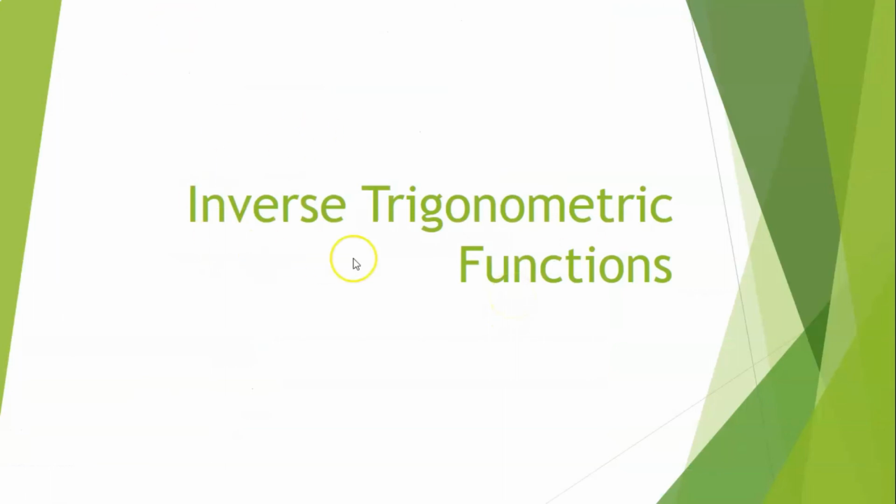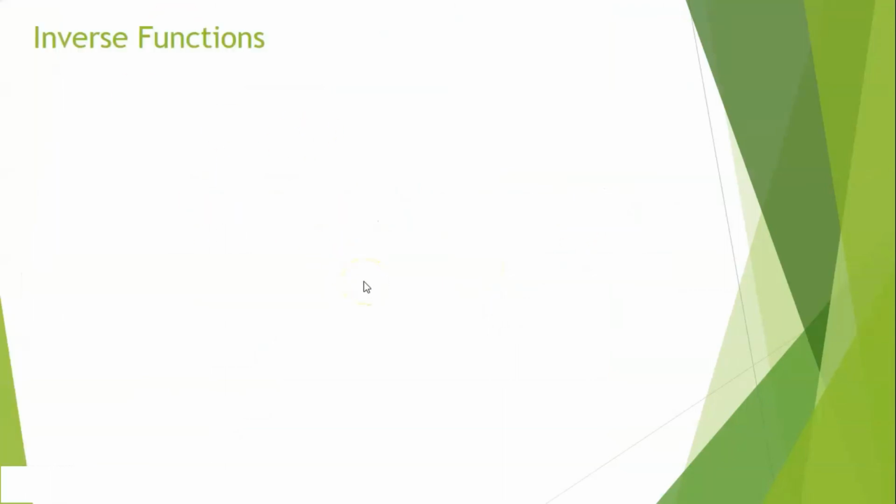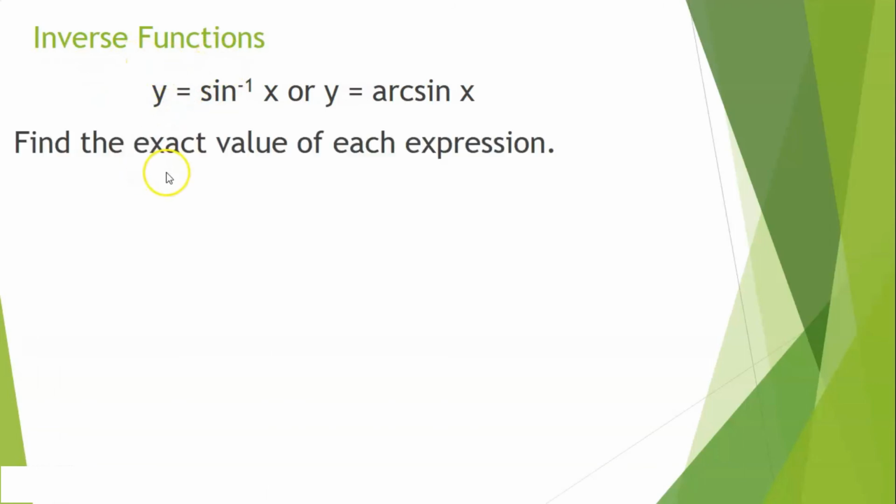Inverse trigonometric functions. So when you say inverse functions, it's denoted by the symbol y is equal to sine to the negative 1 of x, or y is arcsine of x. So when you say sine to the power of negative 1, it's just the same as arcsine. So meaning it means you're referring to inverse functions.